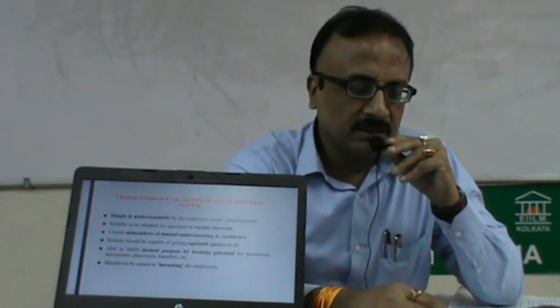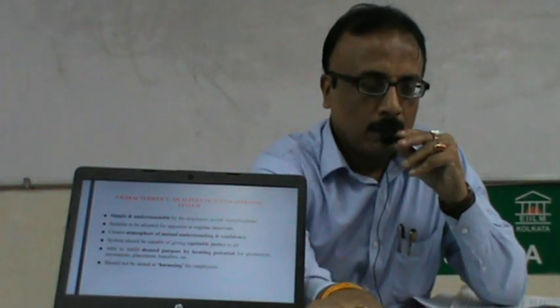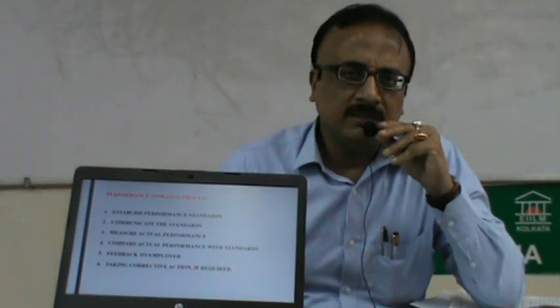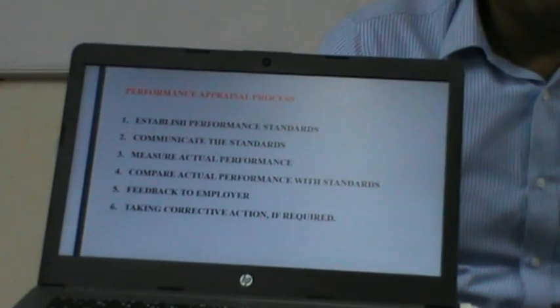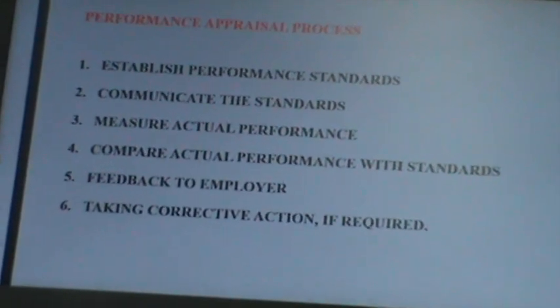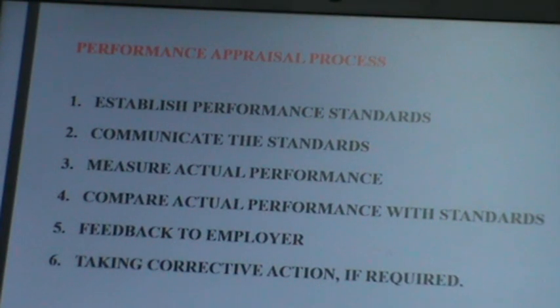Now let us proceed to the third slide, how the performance appraisal process goes on. In a performance appraisal, as I have mentioned, there are two parties. One is the appraiser and one is the appraisee. The appraiser is the person who appraises the employee, and the appraisee is the person on whom the appraisal is being conducted. So both the parties should be very clear in terms of their understanding of what this performance appraisal should aim at.